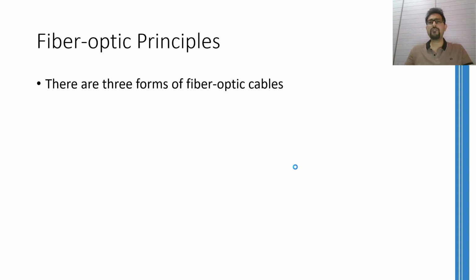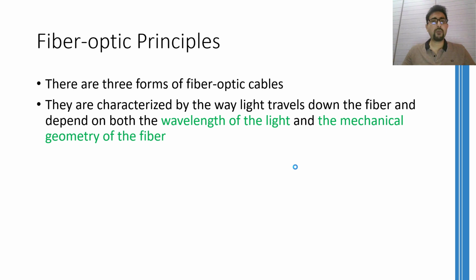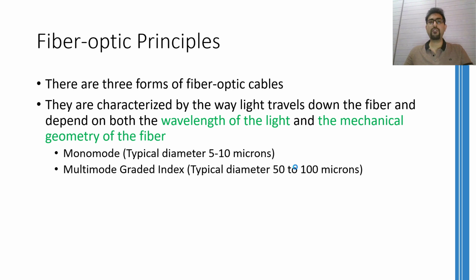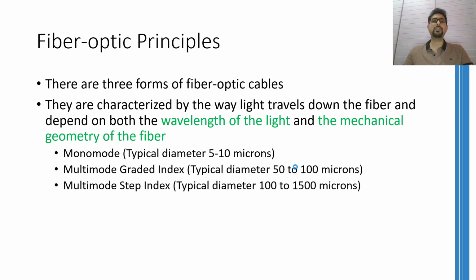Now, based on everything which we have discussed about the construction and the way the light travels in the fiber optic cable, we can have three different forms of fiber optic cable. These three forms are dependent on the wavelength of the light that can travel inside the core and the mechanical geometry of the fiber. The first type is called the monomode or single mode. It is the thinnest fiber optic cable you can find. The second type is called multimode graded index fiber optic cable. It has a bit larger diameter than the single mode fiber optic cable. The last form is called the multi-mode step index fiber optic cable, and it is the largest diameter fiber optic cable you can find.